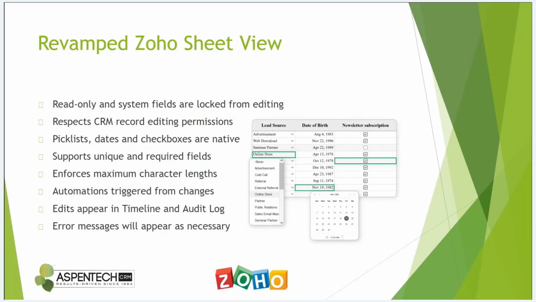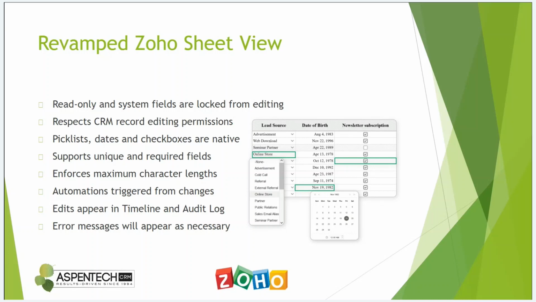These also now support unique and required fields, while also enforcing maximum character lengths and other field properties. Any of the workflow automations that you have set up for your records are going to be triggered from changes made via Sheet View. The edits made here are also going to appear in your timeline and the audit log. And any error messages will appear as necessary.